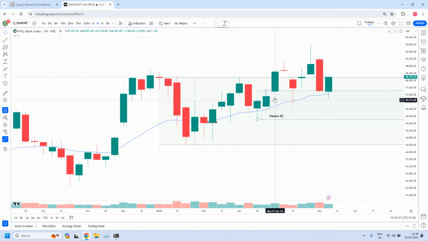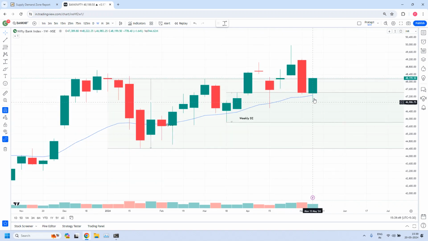And observe, did you observe the weekly demand zone is having confluence with the monthly demand zone. See, recently once prices entered into the weekly demand zone, prices moved, and now again recently it entered into this zone, and from here started moving up.